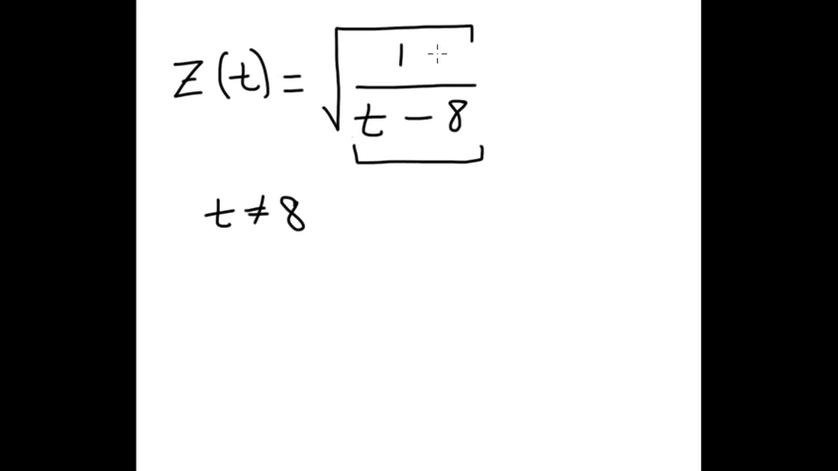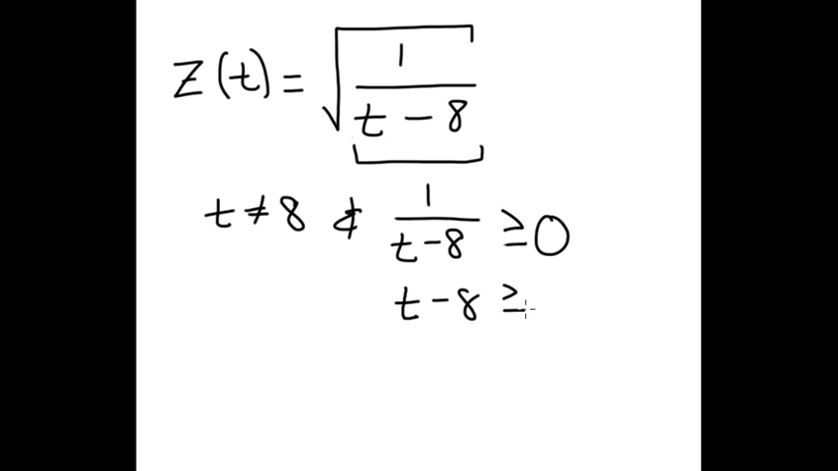And now we're going to consider the full expression 1 over t minus 8 and ask, when is 1 over t minus 8 greater than or equal to 0? Hopefully you can see that this term 1 over t minus 8 will be non-negative when t minus 8 is non-negative, and so that is simply where t is greater than or equal to 8.